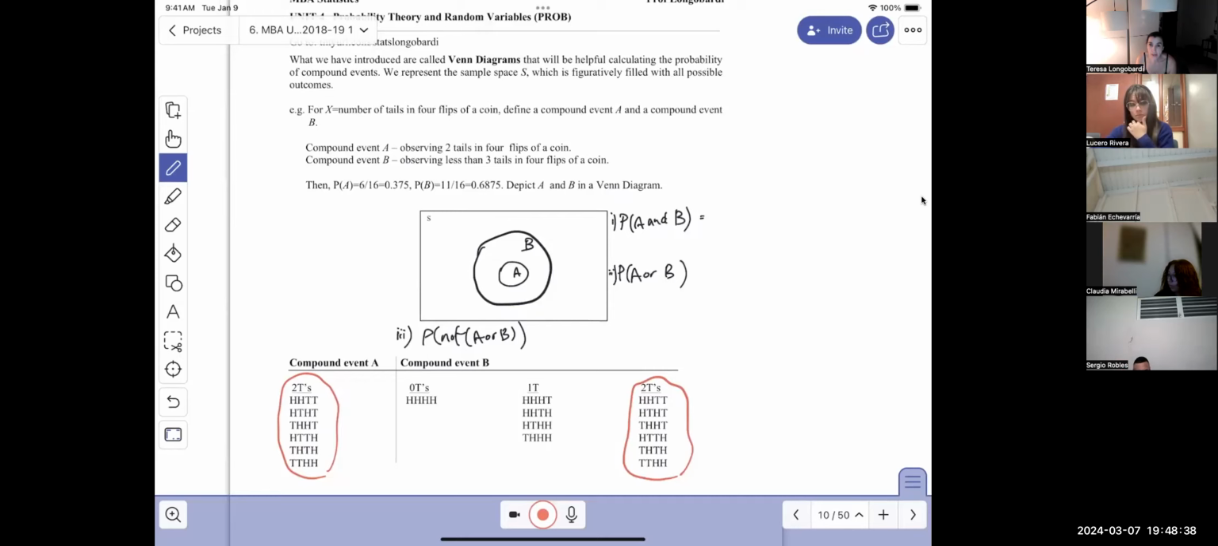What is the probability of A and B, them happening at the same time? Where do they happen at the same time? Only here. If you're here, you're both in A and in B. So it turns out when one is contained, we'll refer to this as a contained relationship. A contained in B. Then the probability of A and B is just the probability of A, which is 0.375.